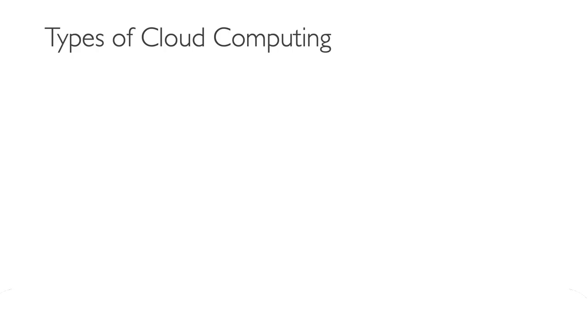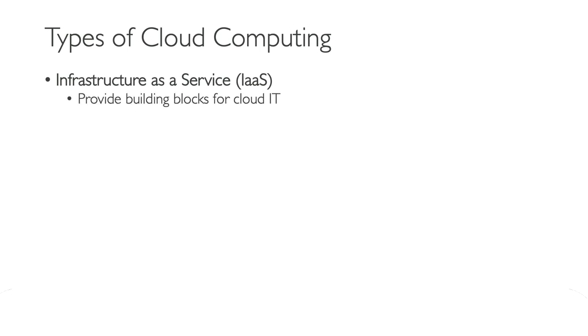As we will see in this course, there are different types of cloud computing, and it is important for us to be able to recognize them. The first one is called Infrastructure as a Service, or IaaS. This is to provide the building blocks for cloud IT. With this IaaS, we're going to provide networking, computers, and data storage space in its raw form.